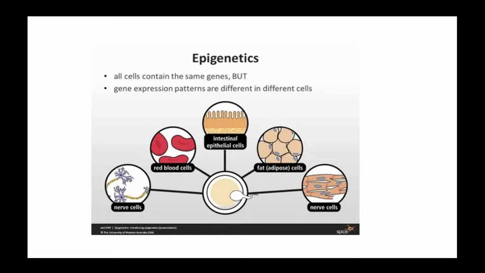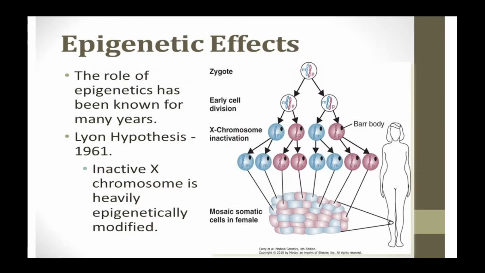Epigenetics is very important for differentiation of cells of our body because all cells of our body contain the same genes, but gene expression patterns are different in different cells. As a result of this, the differentiation of cells happens. The role of epigenetics has been known for many years.